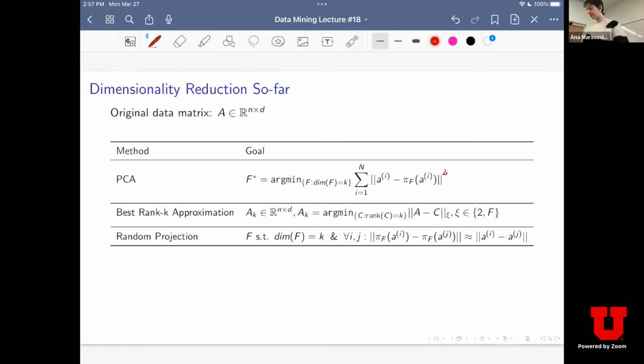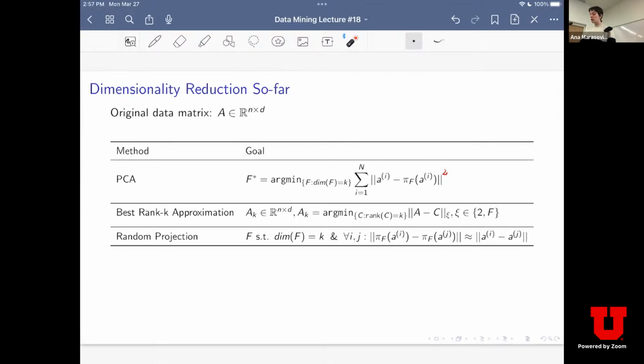Don't forget that. Then we moved to SVD, and from SVD we derived the best rank k approximation. That was where we took the first k columns of matrix U, the first k singular values, and the first k rows of the matrix V transpose, and multiplied them together to get the matrix A_k, which again was the size of the original matrix, but A_k had a rank of k. So it is the best rank k matrix that approximates A.